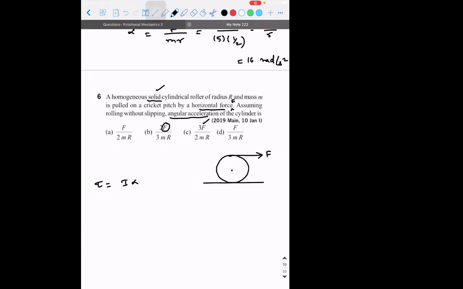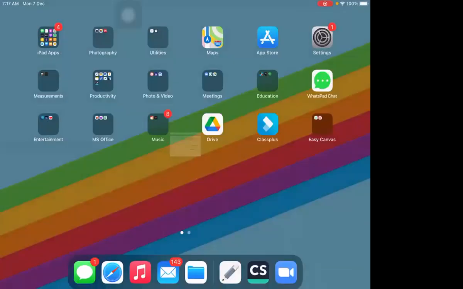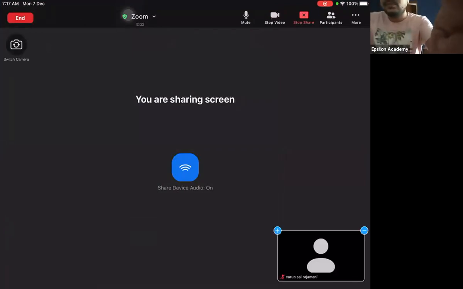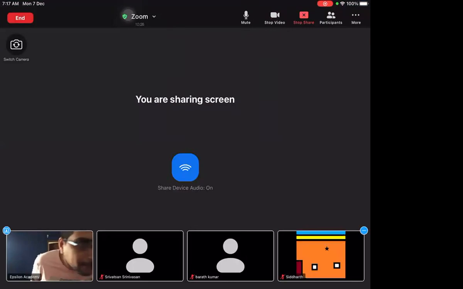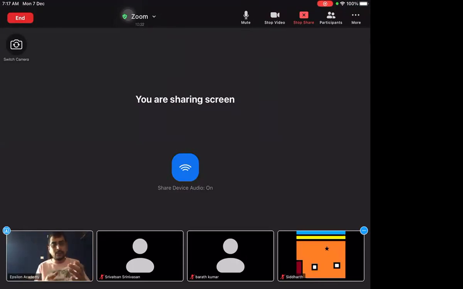Okay. I hope you got the idea. I'll show it to you. Guys, those who are not able to visualize, look at this. Sorry, sir, it's about its center only. Yeah, it is going to rotate about the center.